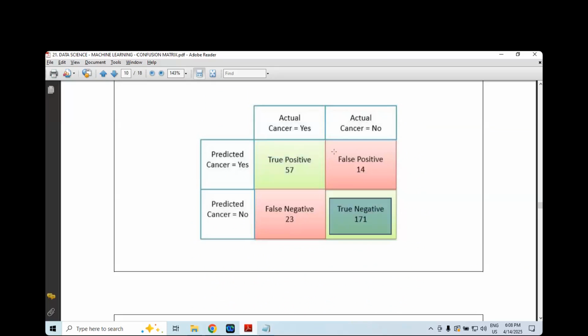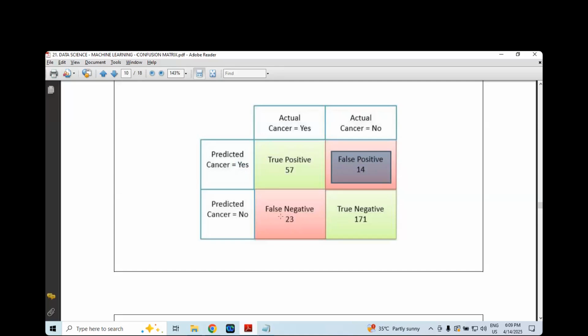Sir, can I tell you one thing? In 14 cases the model made a wrong prediction. There are 14 cases where they don't have cancer, but the model is telling them they do, so mental tension will start. The patients will go into depression. And here is the problem: the doctor may start medication, and that medicine can affect them. Make a note on this one.